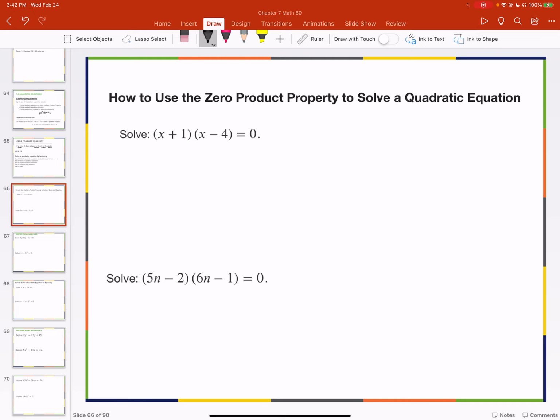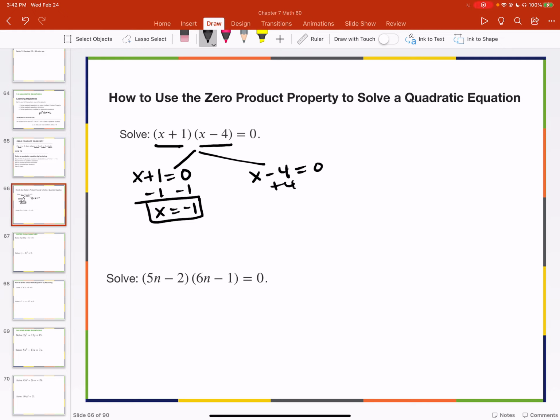So how do we use the zero product property to solve a quadratic equation? When you have a quadratic equation in factored form, like this one, x plus 1 times x minus 4 equal to 0, by the zero product property, I know that either x plus 1 is equal to 0 or the factor x minus 4 is equal to 0. Using that, we can solve for x and get the solutions to the equation. So here we have x is equal to negative 1 and x is equal to 4.